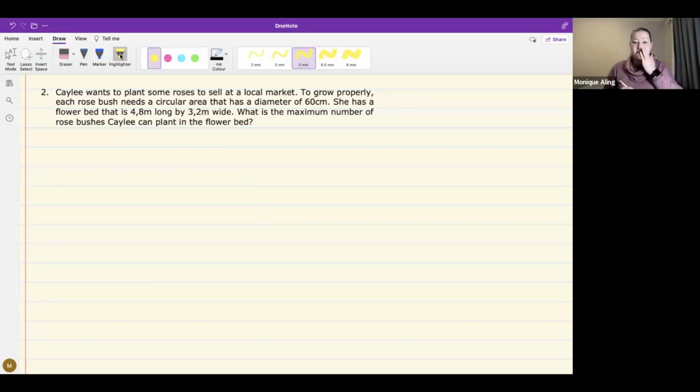Okay, so it's just important to note the important parts. So we have rose bushes that are circular. Okay, so that means we're looking at a diameter of 60 centimeters. She's told us a length and a width of the flower bed. So that means it's going to be a rectangle. The length is 4,8 meters and the width is 3,2. So same shapes, we just can't see them now. I'm going to give you guys a couple of minutes to try this. Let me know how many rose bushes she can plant.